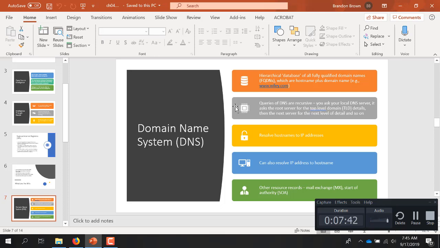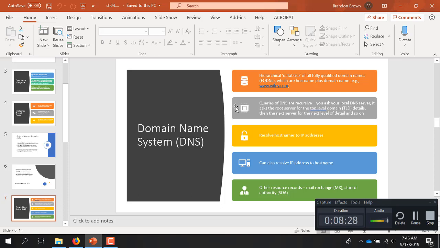FQDN would be the full URL up to the .com or .edu or .gov, the last part of it. So all of the preceding information, such as www.wiley.com, as they give in their example, or local.www.wiley.com or test.www.wiley.com. Those subdomains would be part of your fully qualified domain for that specific domain.